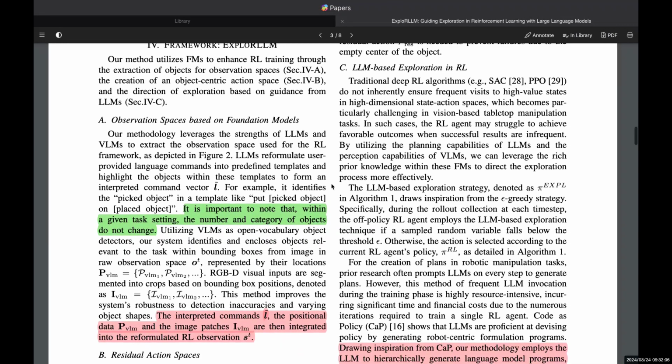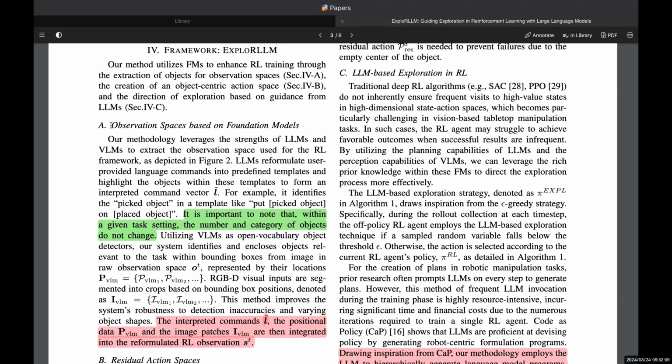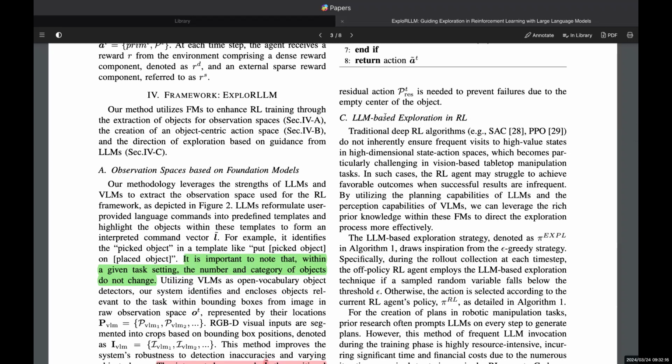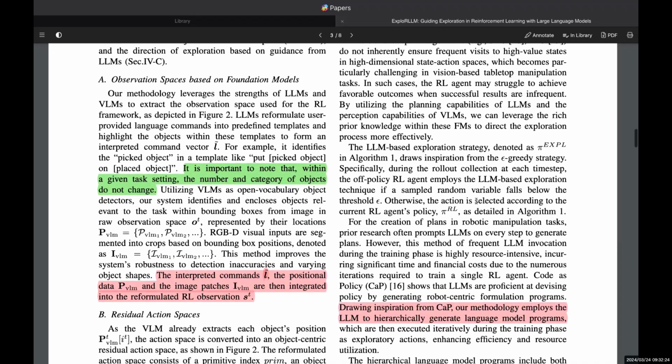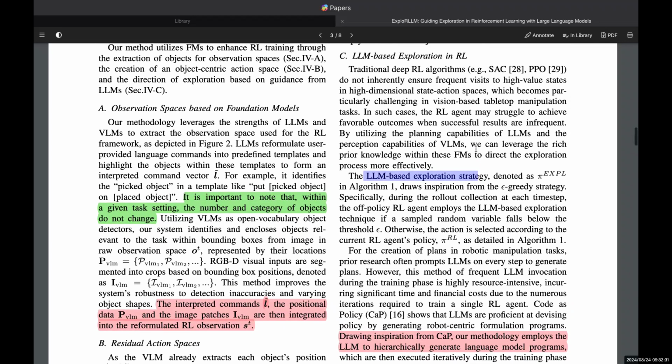Okay, after illustrating how to obtain the observation space and action space based on the foundation models, let's look at the LLM-based exploration in reinforcement learning, which is also the main contribution of this paper. They use a large language model-based exploration strategy in the reinforcement learning framework to collect more efficient training samples for reinforcement learning in the beginning of the training process.